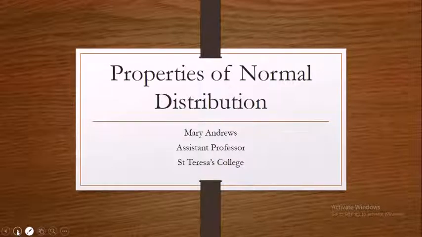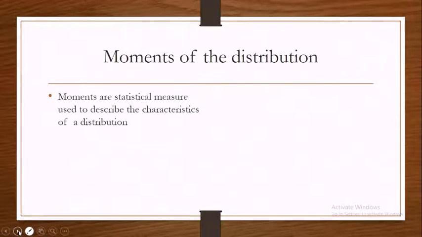Today we will be discussing the properties of normal distribution. So the first property, or some of the properties, are included in the moments of the distribution. Before moving on to the moments of the distribution, I would like to introduce you to what a moment is. Moments are statistical measures used to describe the characteristics of a distribution.